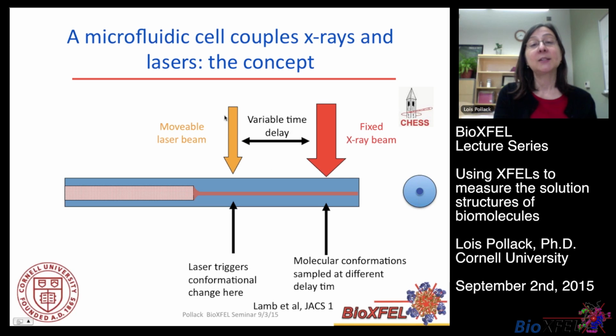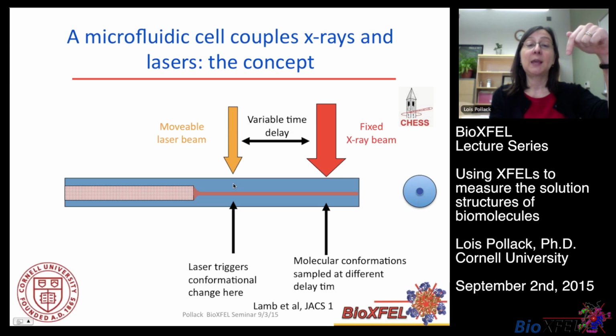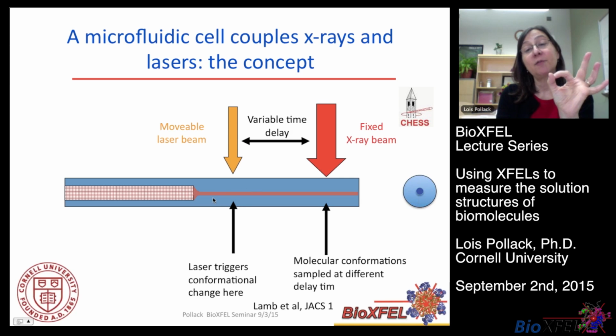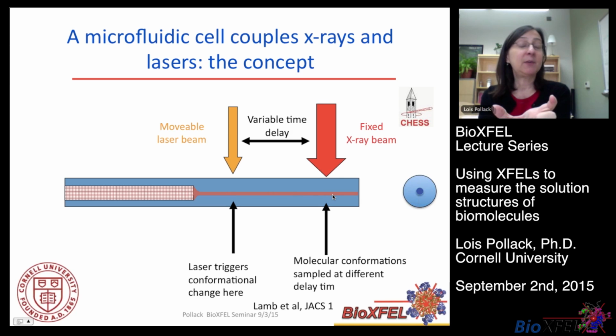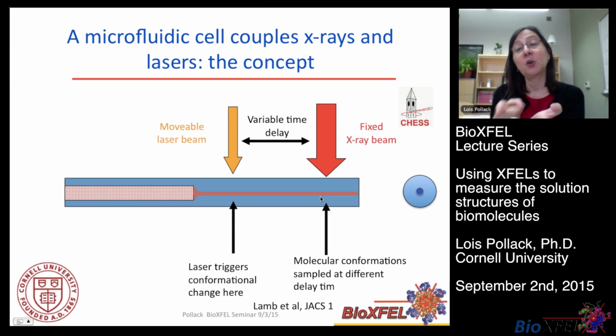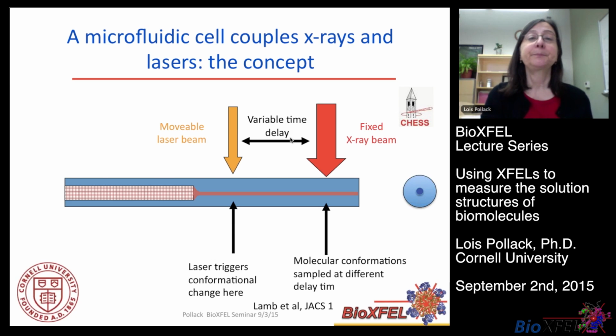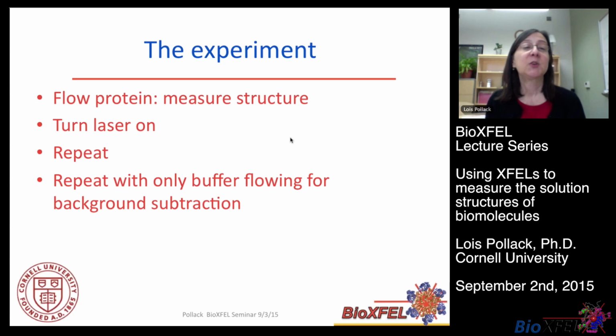So once we have a coaxial geometry, we have a laser beam that we direct at the flow right here. The laser triggers the conformational change over here. The proteins flow down the channel for a specific length of time. And then we have a fixed X-ray beam that samples the molecular conformation at different times. By moving the laser beam relative to the fixed X-ray beam, we can introduce a variable time delay. So this is how we can do a time-resolved measurement. The experiment is extremely simple.